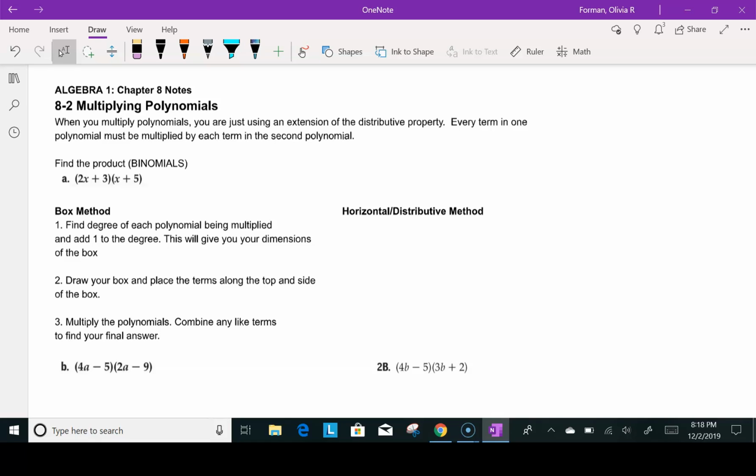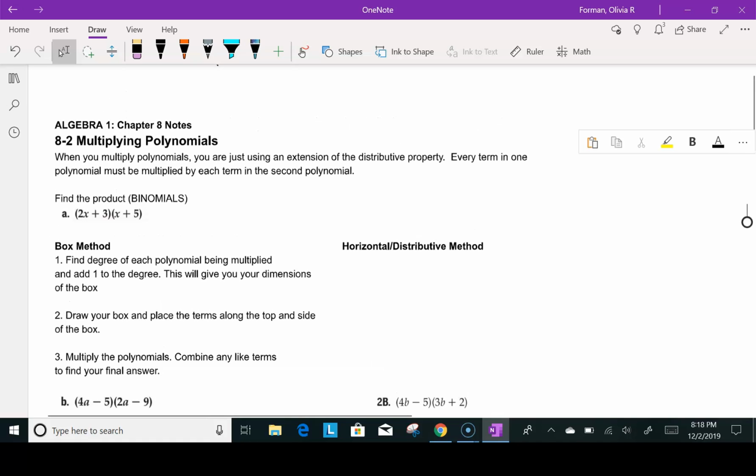Okay, so yesterday we did adding and subtracting polynomials. And we did multiplying when it was just a monomial times a polynomial. So the difference today is that we're going to be multiplying polynomials. When you multiply polynomials, you are just using an extension of the distributive property. It's an extension of what we did yesterday. Every term in one polynomial must be multiplied by each term in the second polynomial.